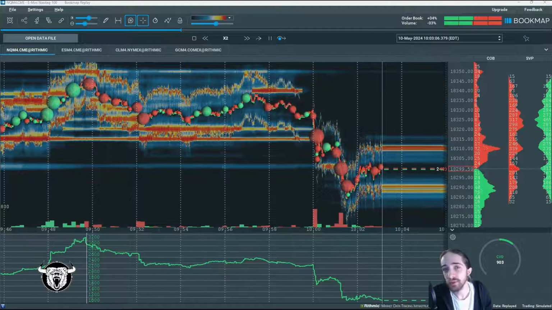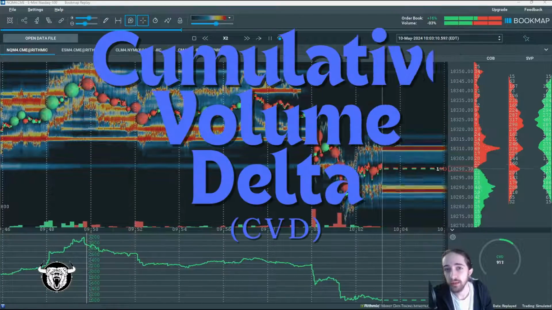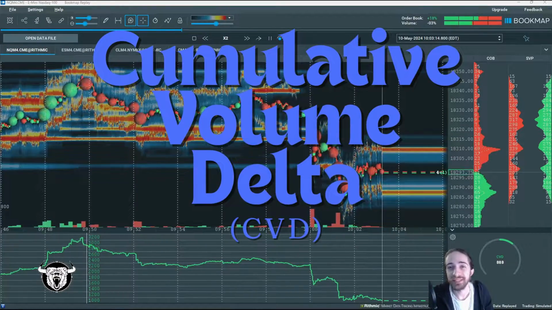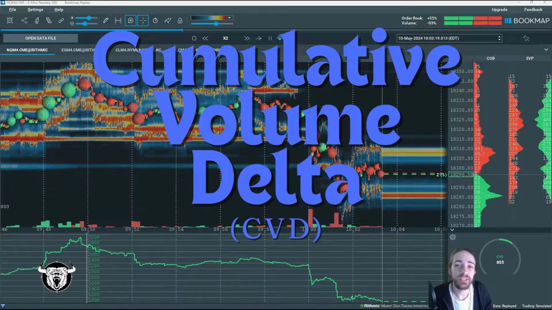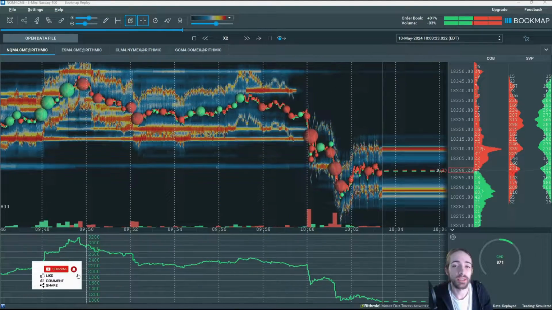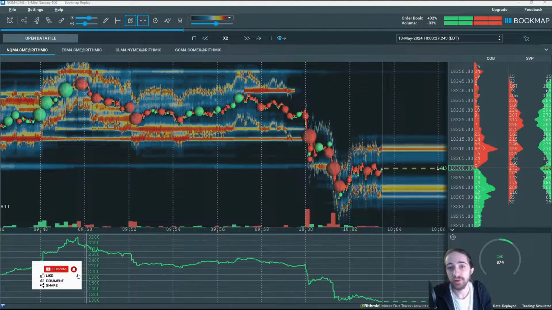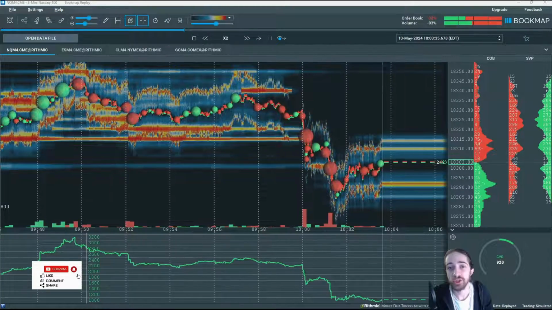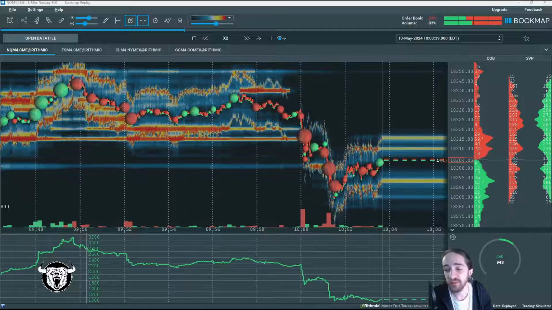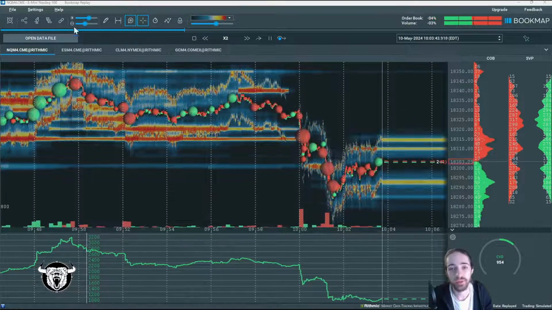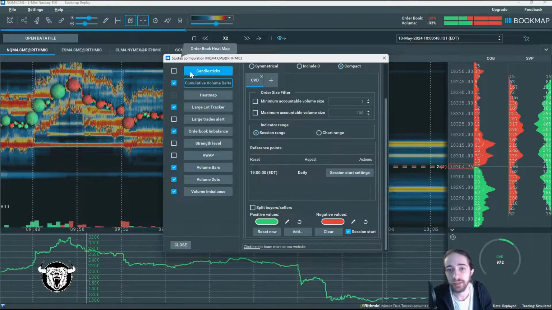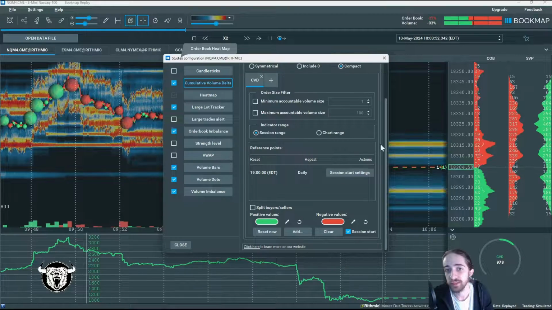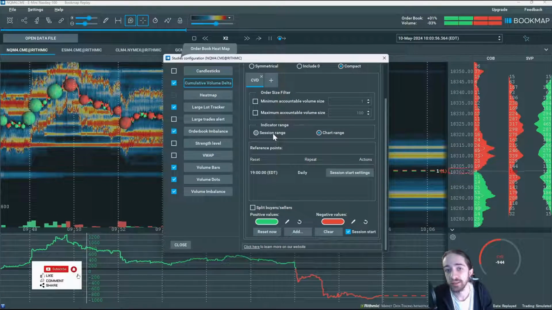So now that we know what the heat map is, now that we know what the bubbles are, what in the world is the CVD? Well, the CVD is the cumulative volume delta, and it shows the buying aggressors and the selling aggressors of either that session or that chart range. Now, I normally have it on the session range, and what we could do is come up to our settings up here, cumulative volume delta, and you could change it from chart to session.